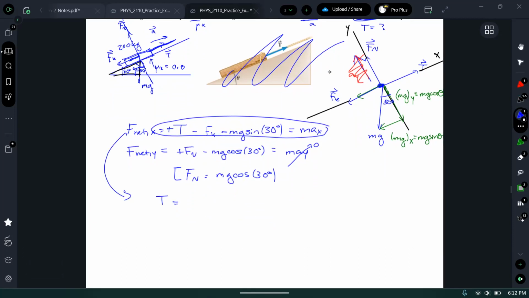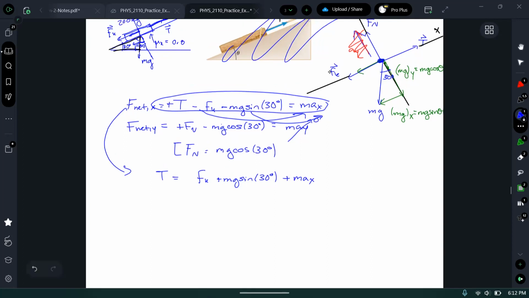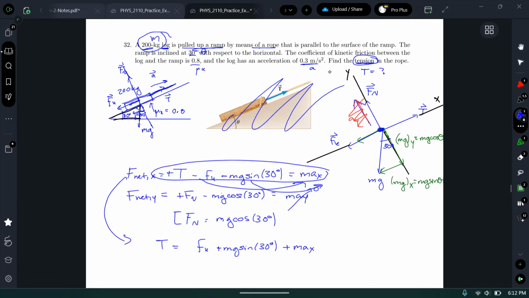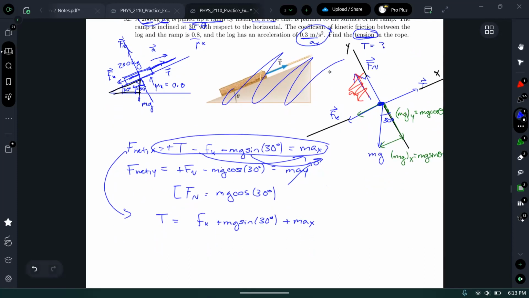So I solve for tension. It's Fk plus mg sine 30 plus mass times x acceleration. So I just moved these two terms over to the other side. And I see if I can finish this out. Well, I know the mass, it's 200 kilograms. I know the acceleration. Turns out this was a_x, how much the log's accelerating along the ramp. I know g, it's 9.8 as always. The one sticking point is the kinetic friction.